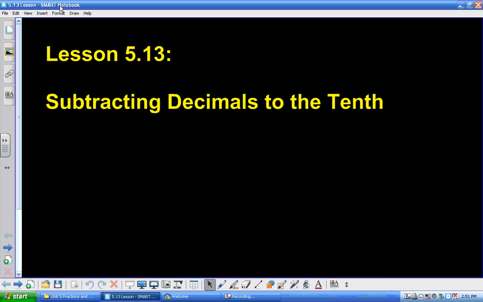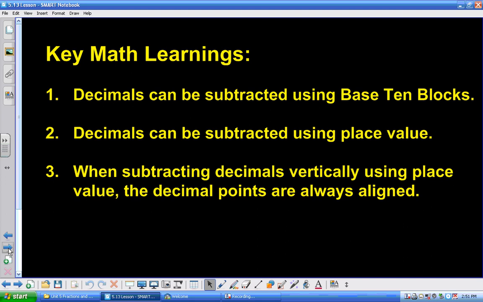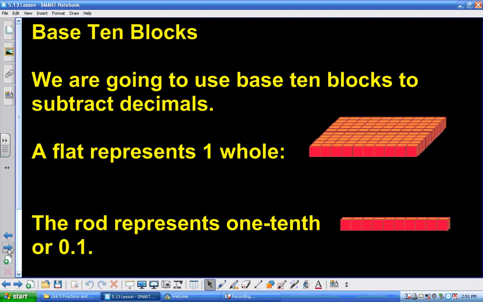Our next lesson, now that you know how to add decimals to the nearest tenth, we're now going to move on to subtracting decimals. We're going to follow the same rules we did before in terms of using the flats and the rods, and then we're going to show you how it works with the decimals and the verticals, called symbolic. Our first key learning here: decimals can be subtracted using base 10 blocks, something we know. Decimals can be subtracted using place value, that we also know. And of course, when you subtract decimals vertically, where you put one number above the other, the decimals must line up. All right, so we're going to use base 10 blocks to subtract decimals.